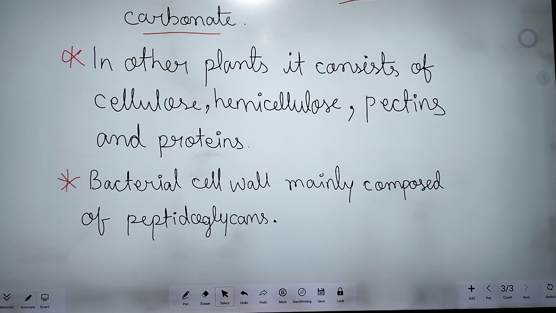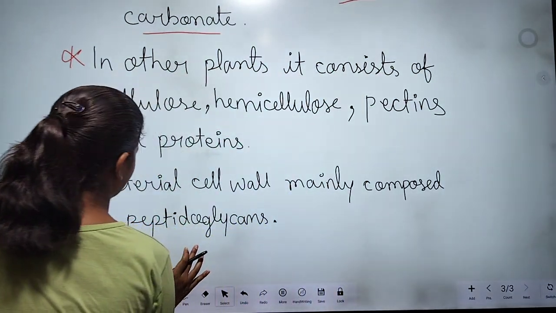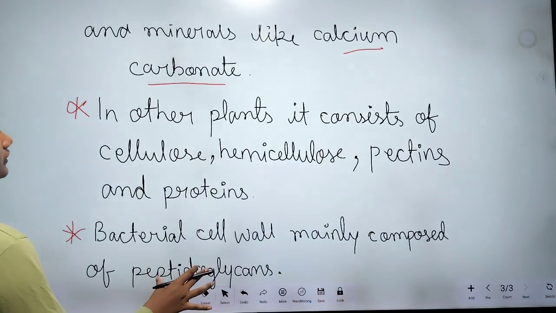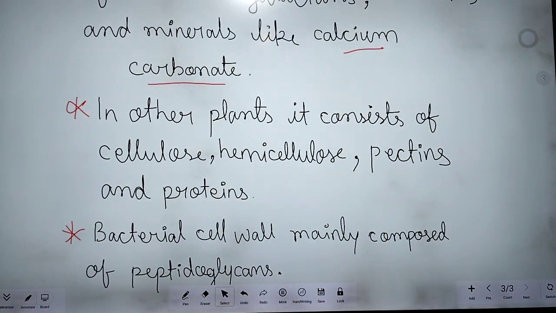That is, or we can say, mucopeptide. Okay, so this one is all about the bacterial cell wall. The bacterial cell wall is mainly composed of peptidoglycan. Okay, and in other plants it consists of cellulose, hemicellulose, pectins and proteins.